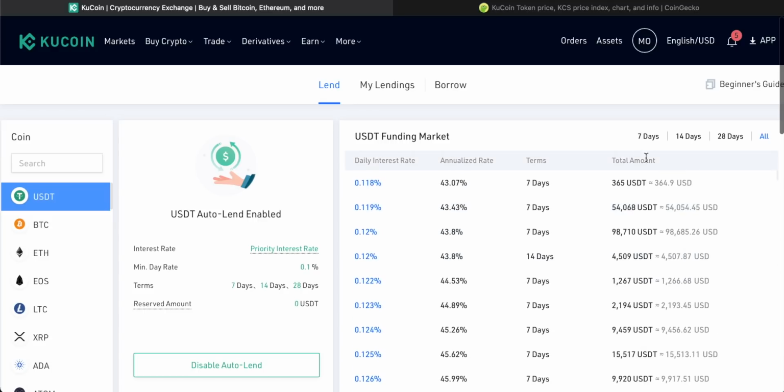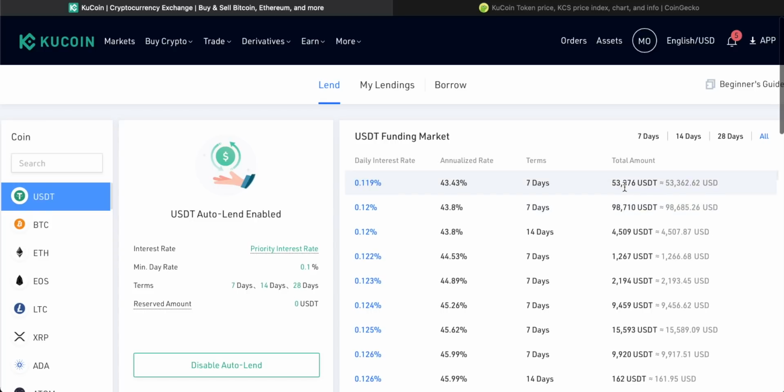On the right hand side, then we have total amount. So this is the total amount of US dollar tether at that current rate. So let's take the top here. You can see that there's an annualized rate of 43%, but the amount of US dollar tether right here is changing and now it's at 298. If we just come down to here, you can see there's around $53,000 at this rate, $98,000 at this rate, and then it changes. So you can see how much tether is actually on the order book right here.